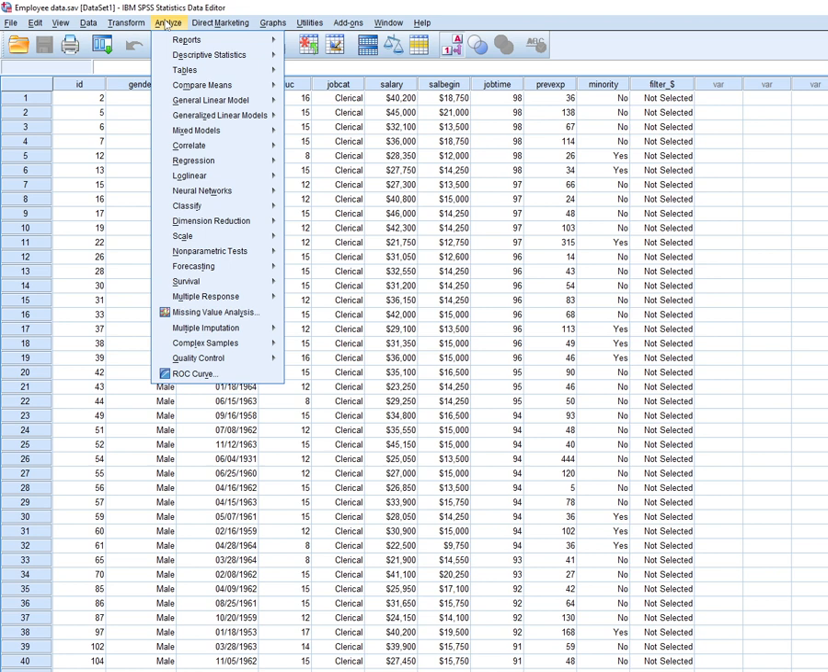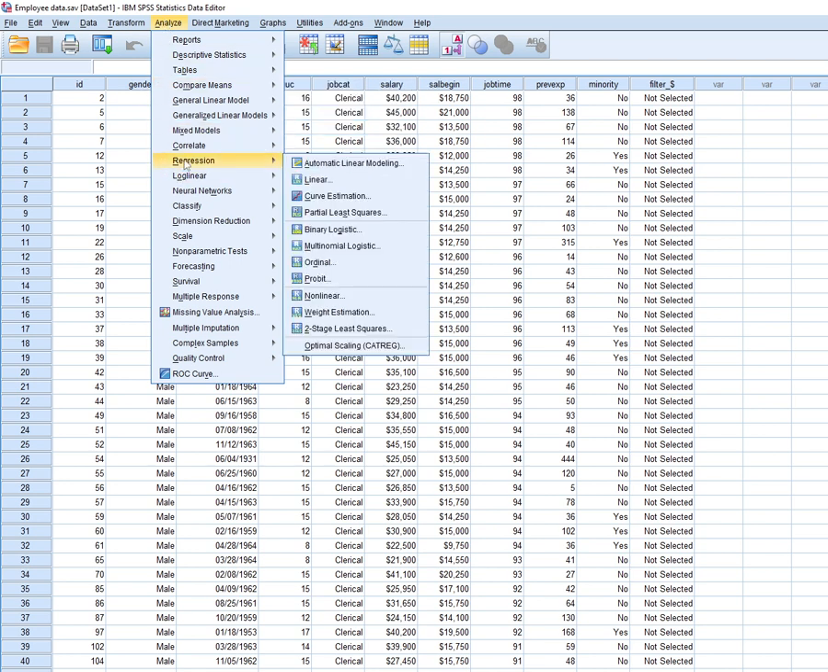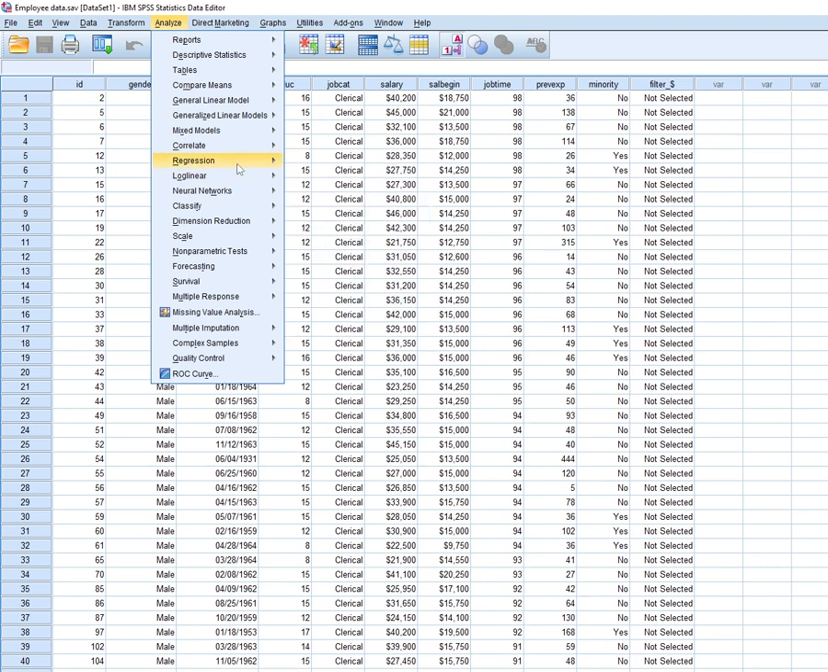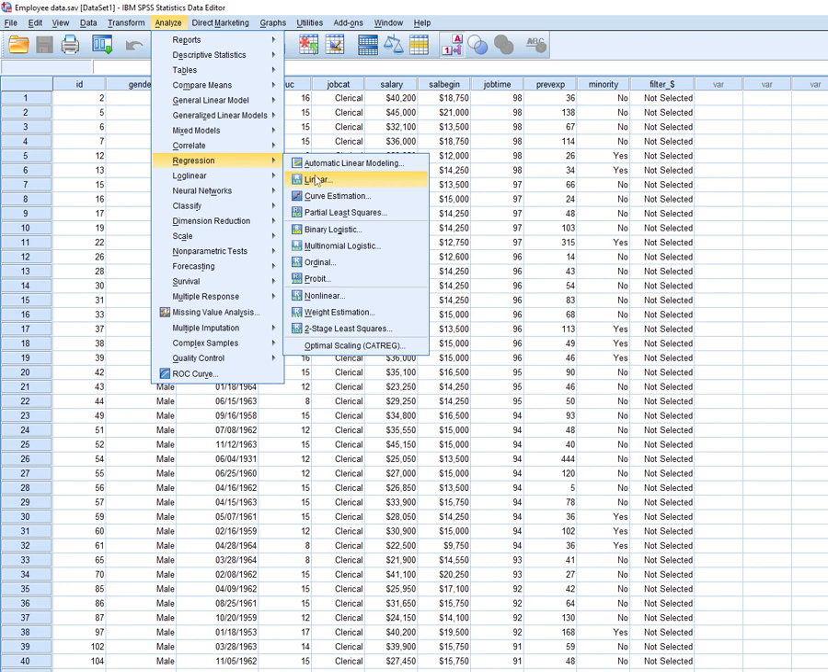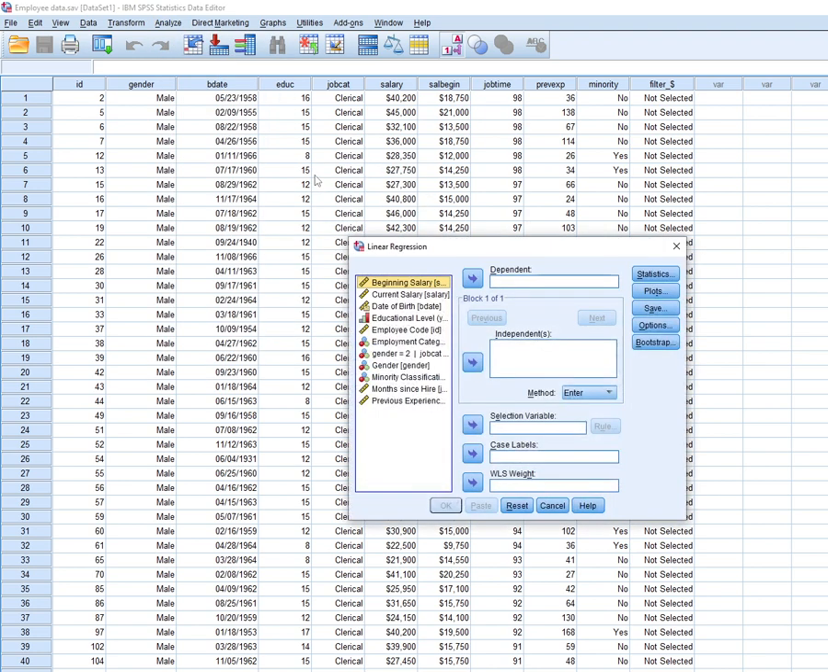For regression, just go to Analyze, then Regression. Of course, this is the most basic regression that is there. Maybe as you advance your knowledge, you'll also interact with other types of regression. For now, I'll select Linear because we're borrowing from the linear function.